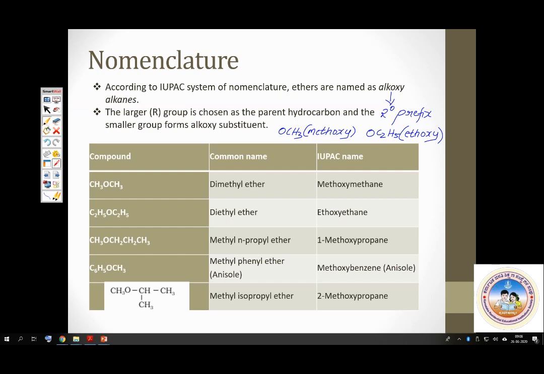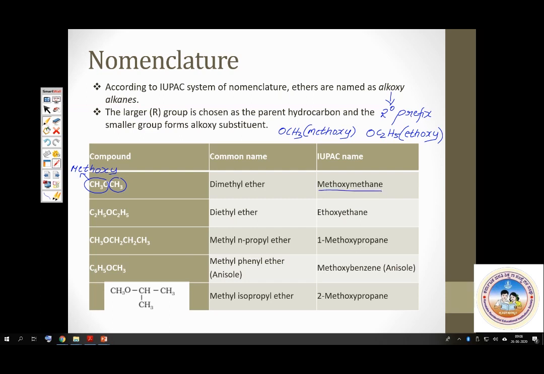So look at the first compound. One of the carbon atoms should be part of the main chain. So let's say this is the main chain and this becomes substituent. So this is the methoxy substituent. Main chain has one carbon, so it is methane. Hence the name methoxymethane.